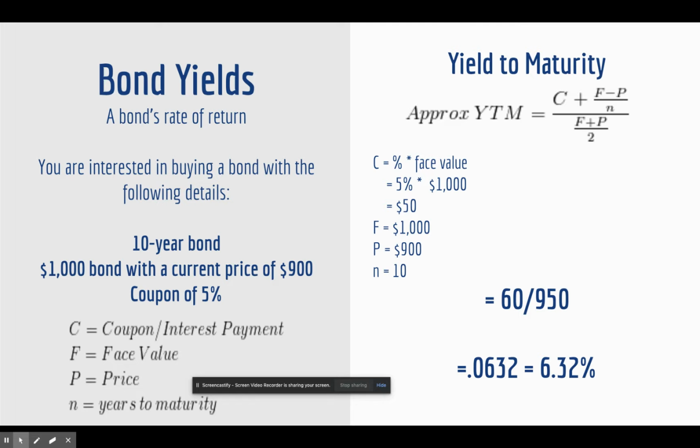All right, so that's it for the bond calculations. Again, head back to Google Classroom and that second page of the assignment. You've got another example on there, but then you've also got a couple of practice problems with yield to maturity.